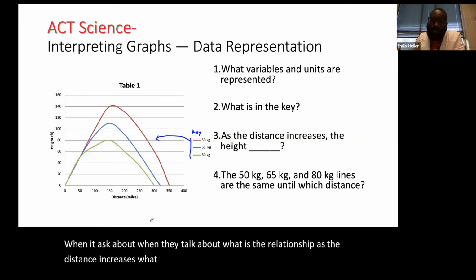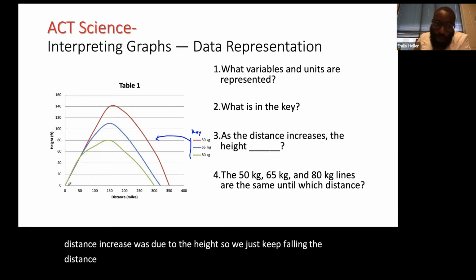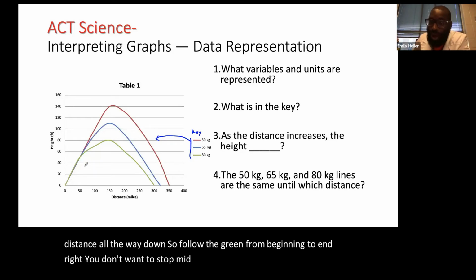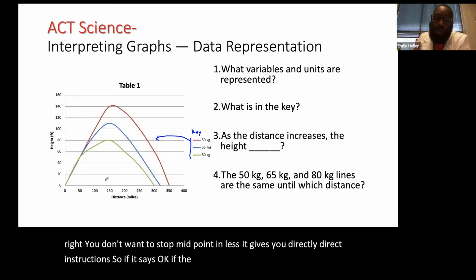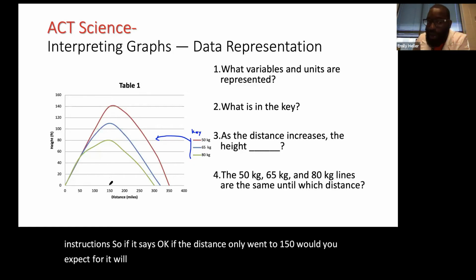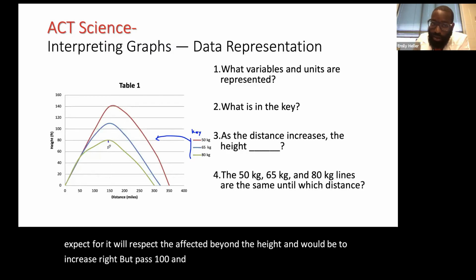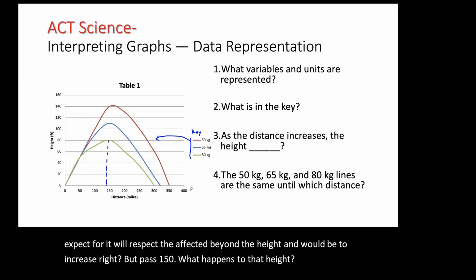So we just keep following the distance all the way down. We follow the green from beginning to end, right? You don't want to stop midpoint unless it gives you direct instructions. So if it says, okay, if the distance only went to 150, what would you expect the effect to be on the height? It would be to increase, right? But past 150, what happens to that height? It starts decreasing, right?